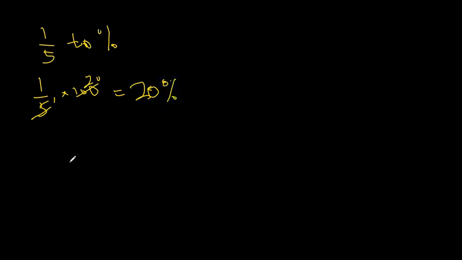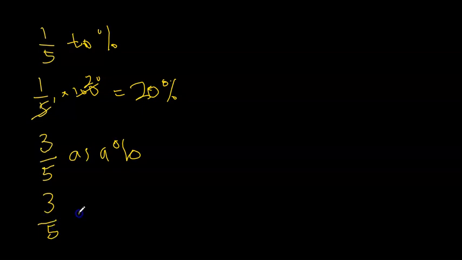Now let's try another example: 3/5 as a percentage. Same thing we did before: 3/5 times 100. 5 into 5 is 1, and 5 into 100 is 20. So in the end, we get 60%.